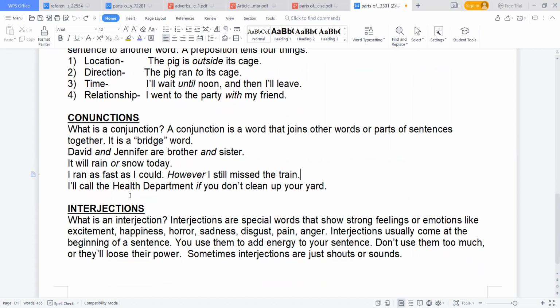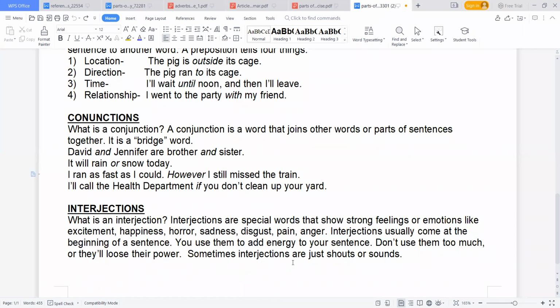Next is the interjections. Interjections are special words that show strong feelings or emotions like excitement, happiness, horror, sadness, disgust, pain, or anger. That means whether you are feeling positive or negative, what your mood is, what you are feeling in a particular situation. So your feelings are represented using such words called interjections. They usually come at the beginning of the sentence. You use them to add energy to your sentence.